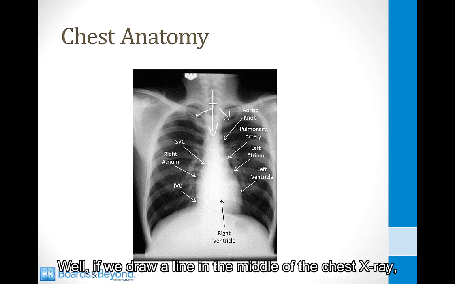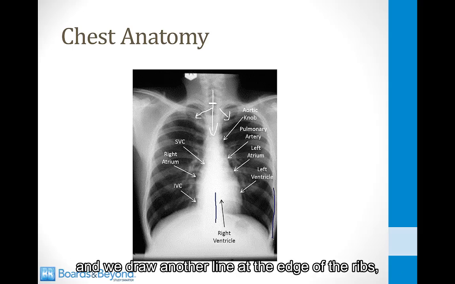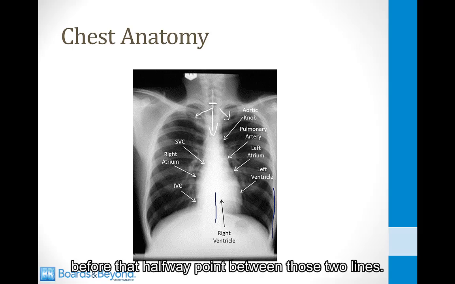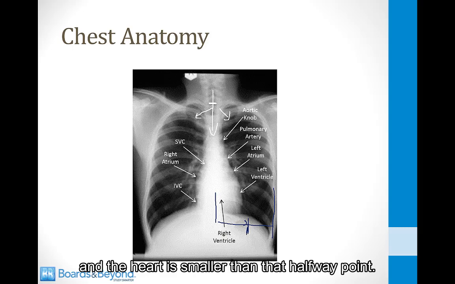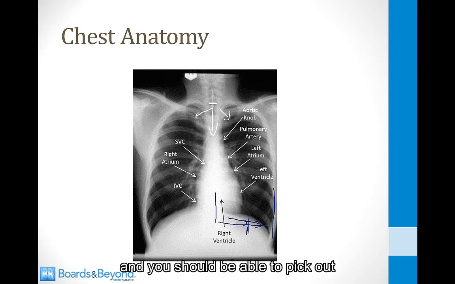Next thing I want to point out in this x-ray is that the heart is normal size. So how do I know that? Well, if we draw a line in the middle of the chest x-ray and we draw another line at the edge of the ribs, the heart should finish before that halfway point between those two lines. So this is the distance from the midline to the edge of the rib cage. This is the halfway point, and the heart is smaller than that halfway point. If the heart extended beyond this halfway point, that would be an enlarged heart. You should be able to pick out normal and enlarged hearts by chest x-ray.